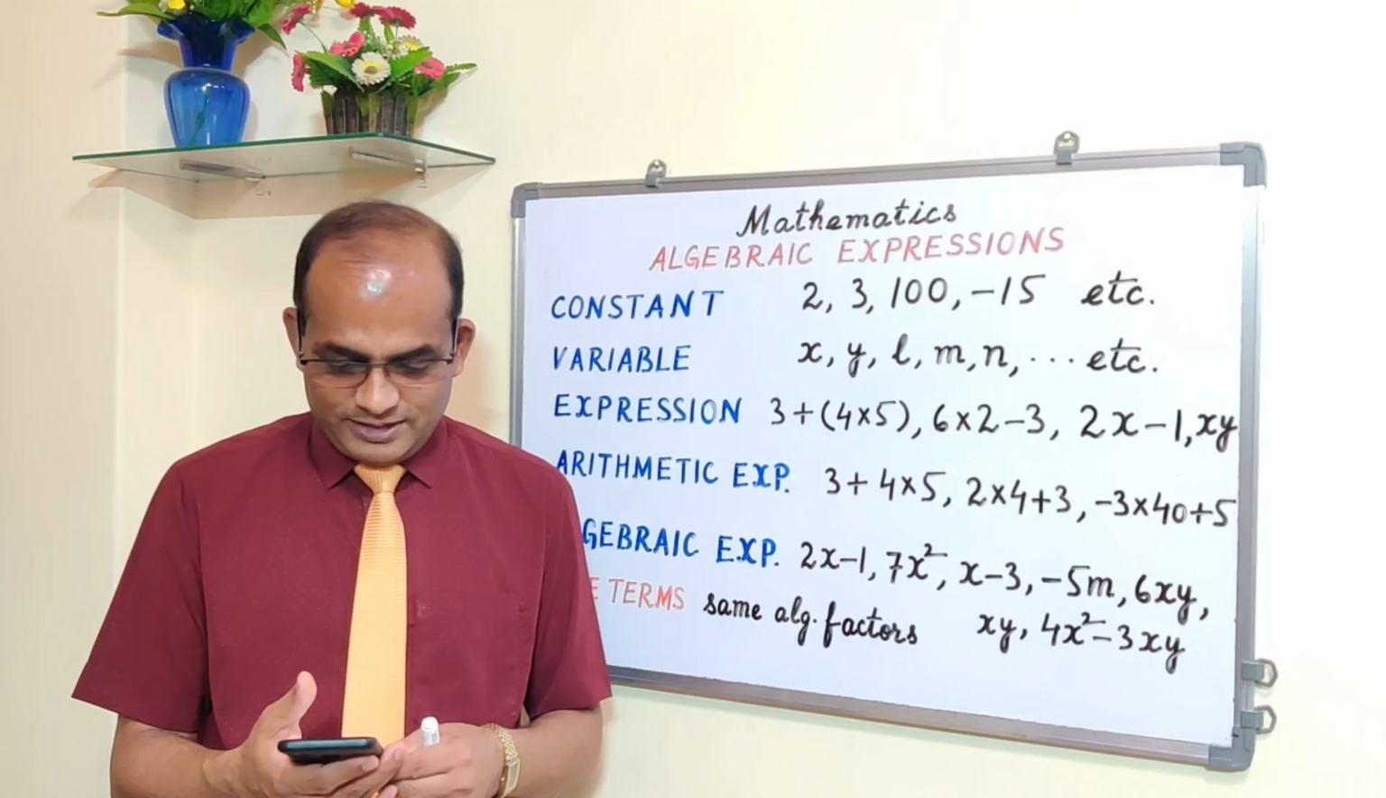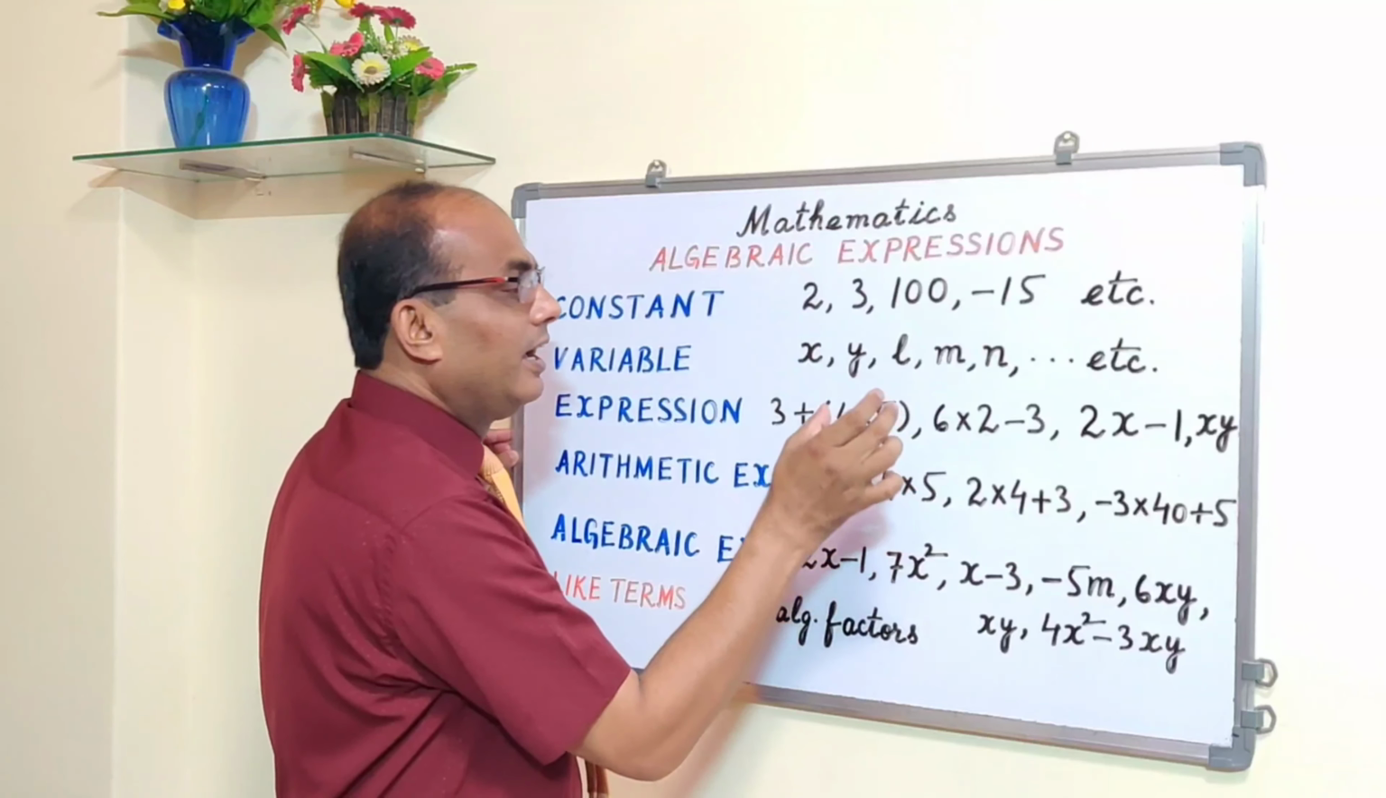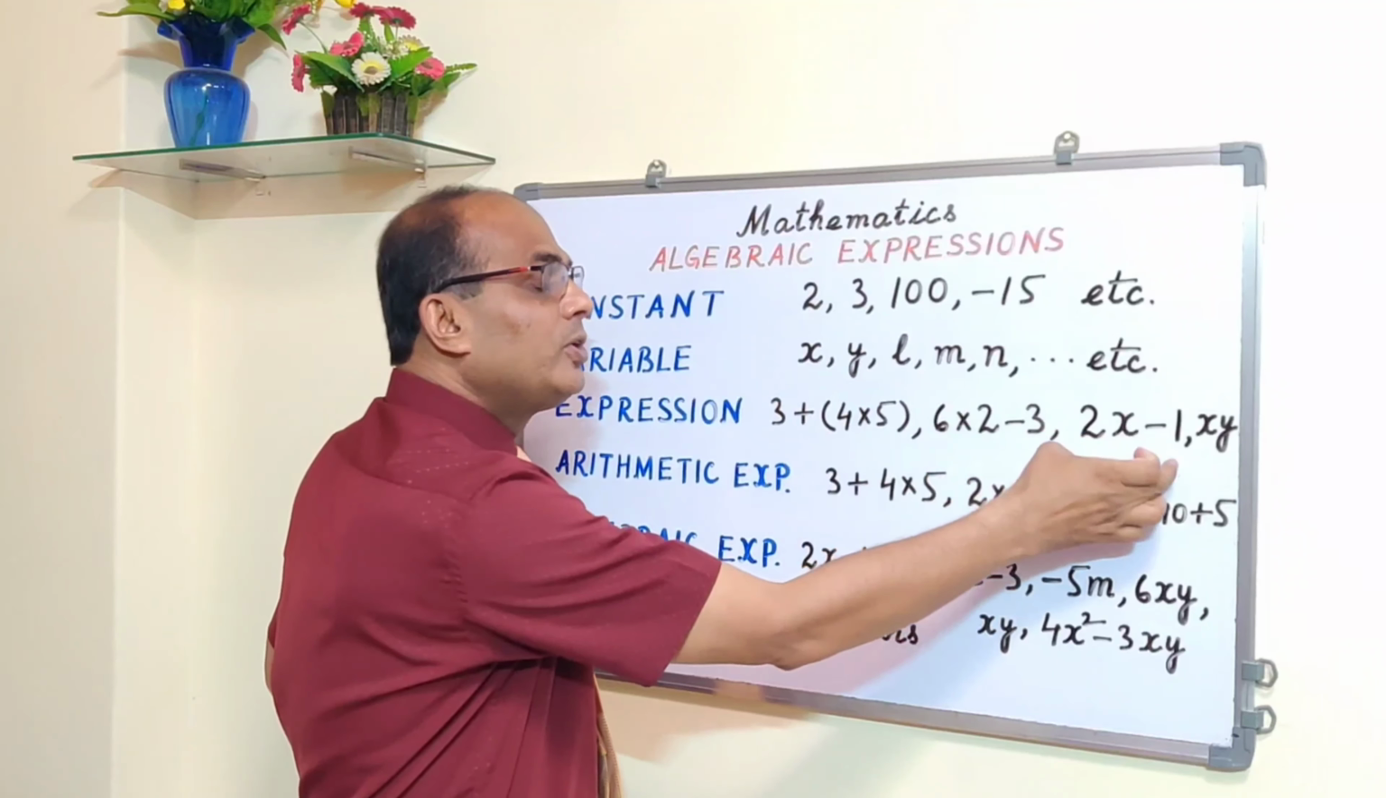Now if you see here, in this where I have written expression, you will find algebraic expression also and arithmetic or number expression also. Alright, and when we split it, when we divide, then arithmetic separate and algebraic expression. So these are the algebraic expressions. And you can see here there are two parts. 2x is one part and minus 1 is another part.